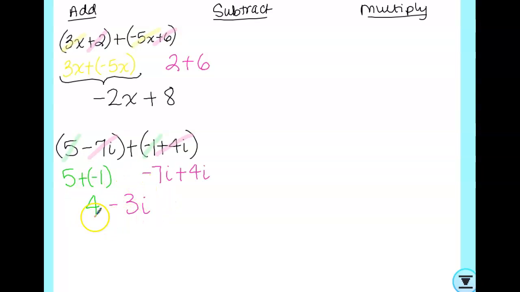It should still have the same format as the original two that we started with, just different numbers combined and simplified. Okay, so subtraction is really just addition in disguise. I'll show you what I mean with that. I'm going to kind of slide these over here.